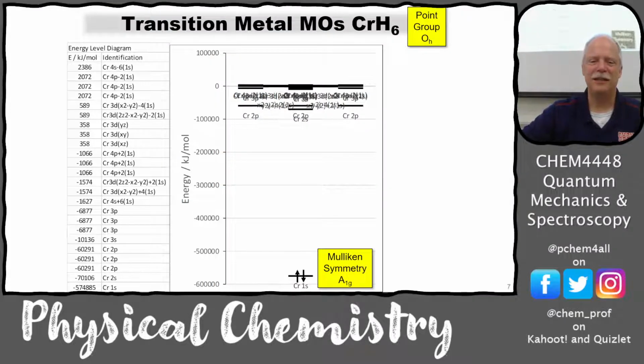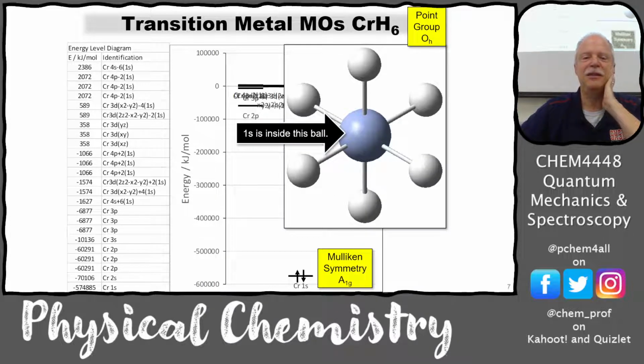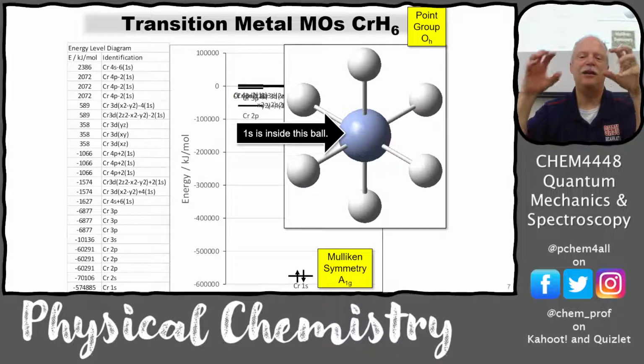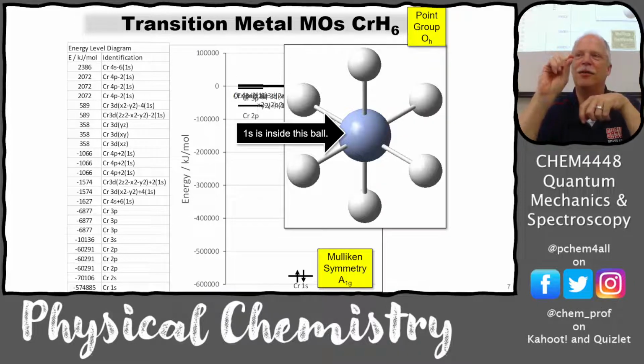Okay, so let's look at the pictures. Let's go down to the 1s and show the picture. The 1s is so small that even on a ball and stick drawing, you can put your pencils down and just look at the pictures, and I'll point out something interesting eventually. That 1s orbital is inside the ball. Even the little balls that they draw in Gaussian, that orbital is smaller than the ball. It's so close to the nucleus, okay?